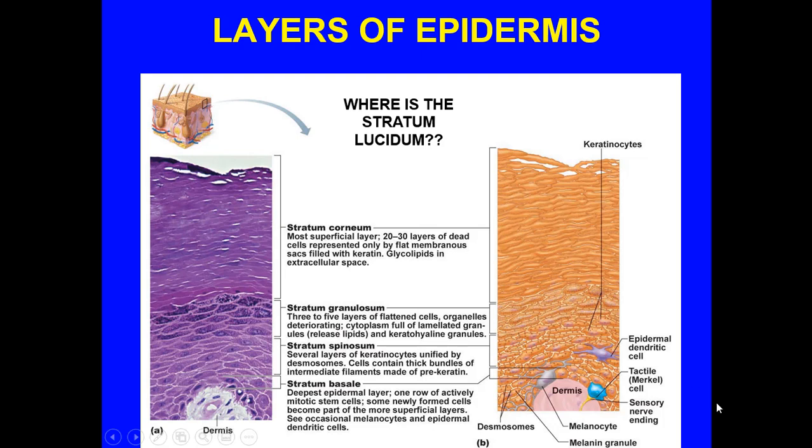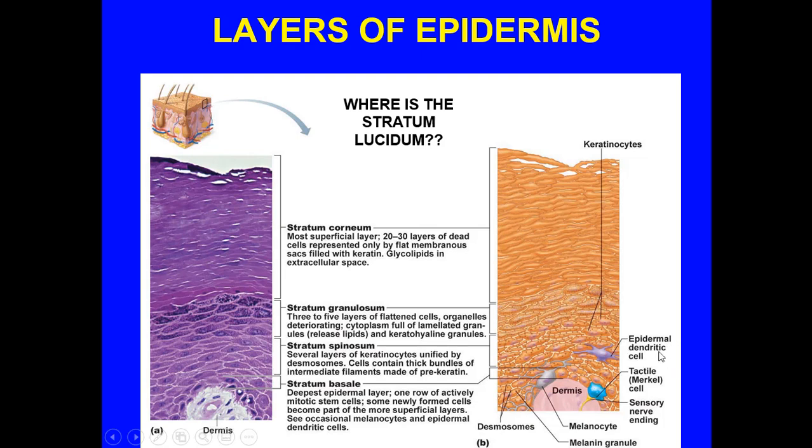You're also going to have a sensory nerve ending right here, and that's called the tactile or Merkel cell. Here it is on this papilla of the dermis. Notice there are no blood vessels here, as I said earlier. This is fed at the stratum basale level by diffusion from the dermis. That's it.